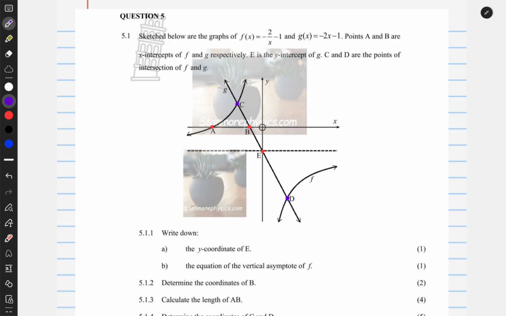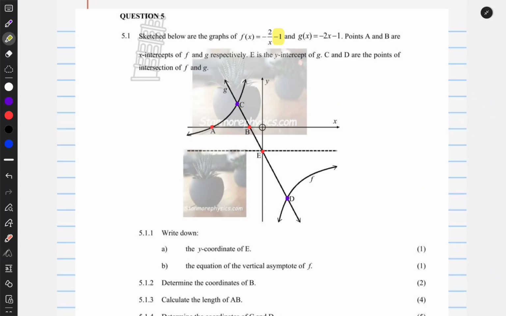Okay, and then for 5.1 we are asked to write the y coordinates of E. We can see that it crosses there at that dotted line, which is what we call the horizontal asymptote. So the y coordinates of E, we can just look at the equation. It's going to be -1.